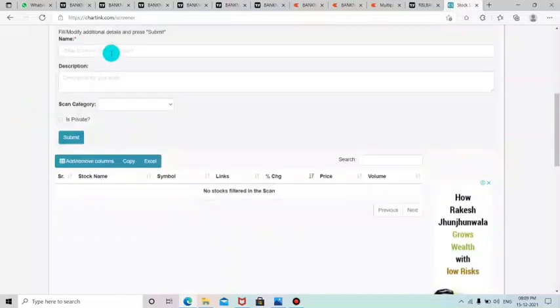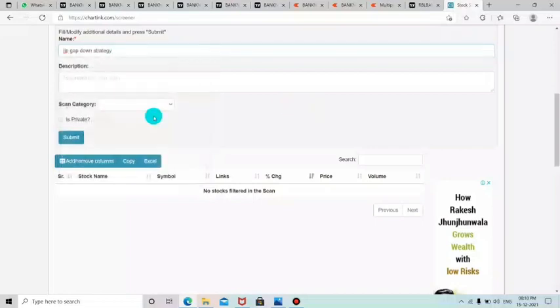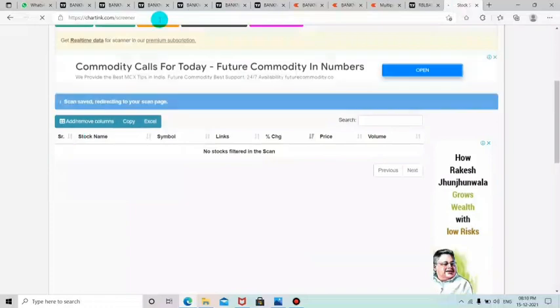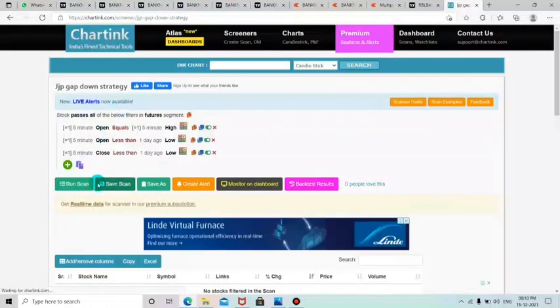So now I will be publishing this script in public mode so that every trader can use it. Now I am saving this as the JJP gap down strategy. Once I have done this coding, I have submitted. Once you save the scan, you need to run the scan, and now you can go for the backtest results.